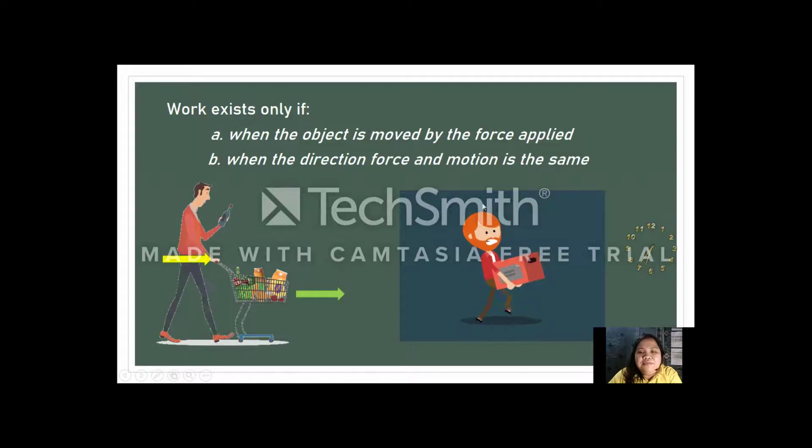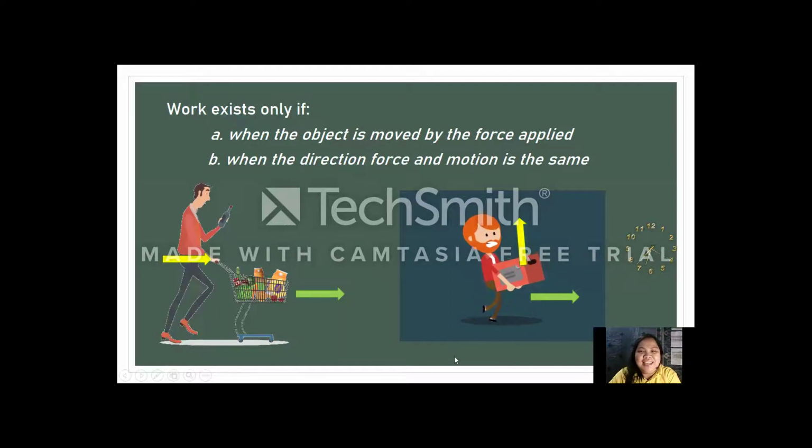Okay. So for the other example, the force there is upwards because that man is carrying the box. Okay, so let us see the direction of the motion. The direction of the motion is going towards the right. So the force and the motion are not in the same direction. Hence, we can say that in this situation, there is no work done. Okay, so for here, there is work, and here, there is no work done because the force and the direction of motion are not the same. Okay, I hope you already understand that.